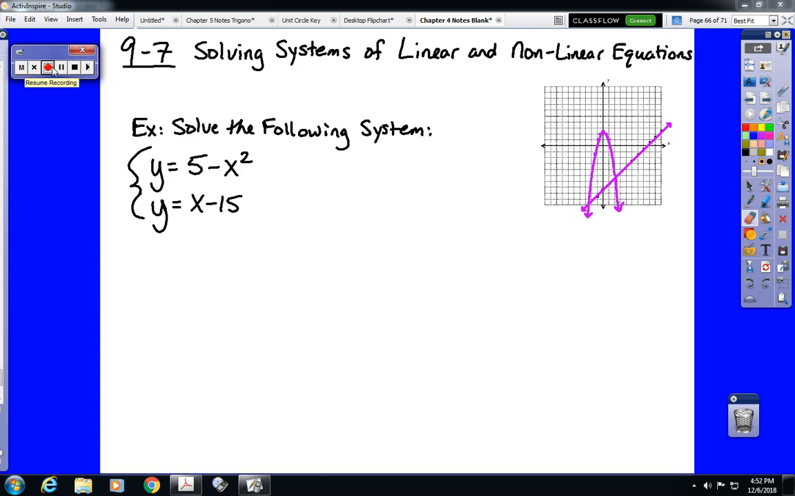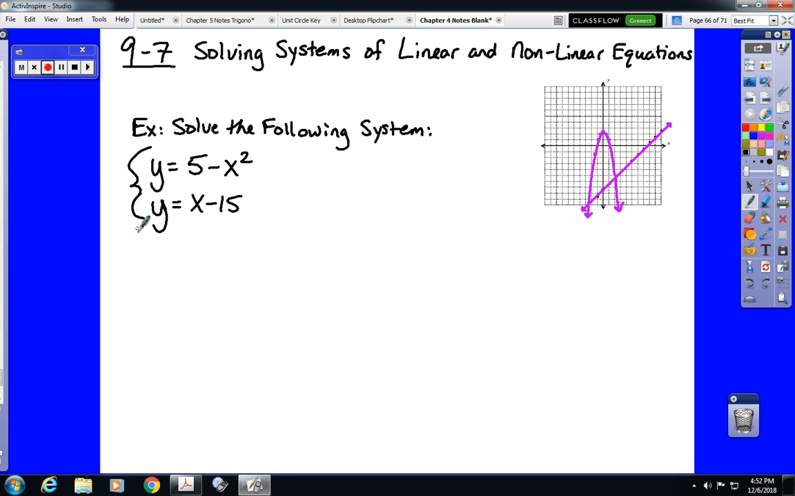Alright, here's the video for the final section of the semester, which is solving systems of linear and nonlinear equations. So here's the first system that we're going to solve today. y equals 5 minus x squared, which we should recognize as being a quadratic equation, meaning a parabola, and y equals x minus 15, which would be a line.